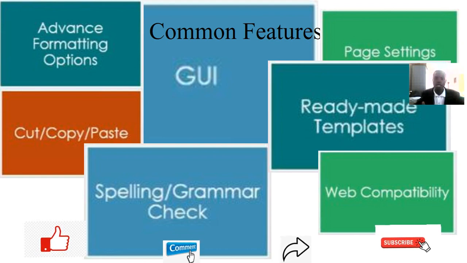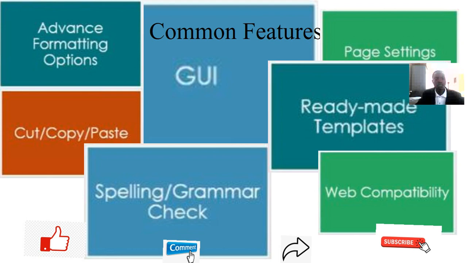Right. So somebody might ask, why are we learning about common features? Common features help you in choosing the best word processing software tool to use in any application that you want to. For example, one may choose to use LibreOffice. Somebody can choose to use Microsoft Office Word. We will look at several types or existing word processing software tools that we have.